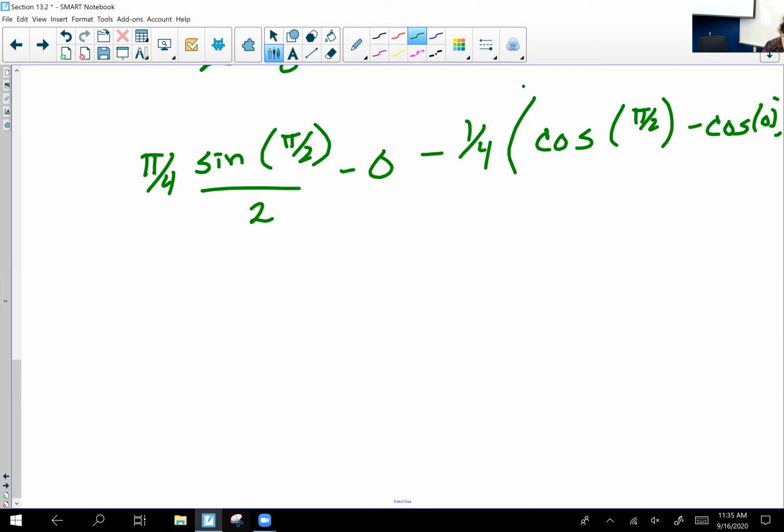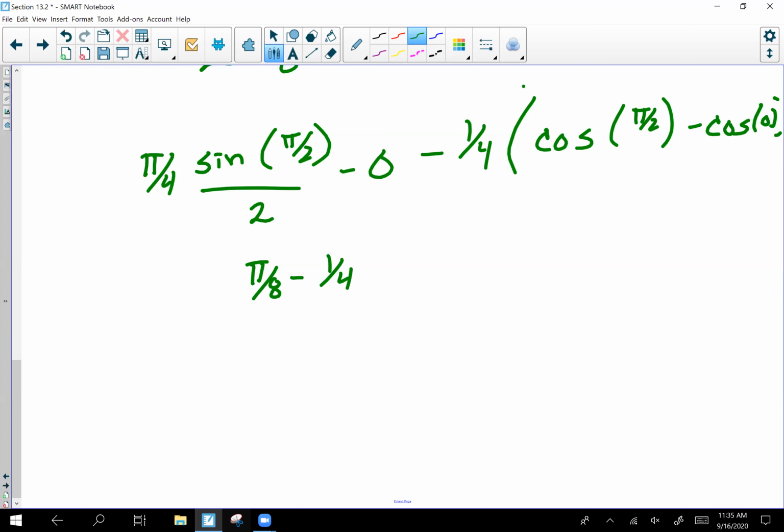All right, so when we do this, this is going to turn into a pi over 8 minus a 1/4. All right. The last one we can do strictly with a U-substitution.